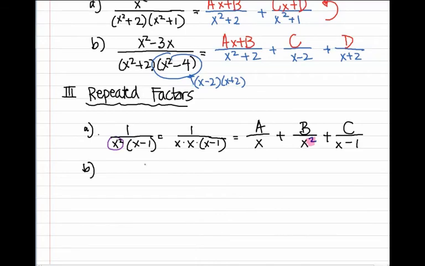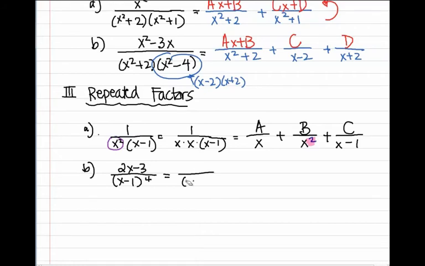So let's take a look at another one. What if I had instead 2x minus 3 over x minus 1 to the fourth power? Okay, so how many factors do we have? This is really x minus 1, x minus 1, x minus 1, x minus 1. So there are four of them.